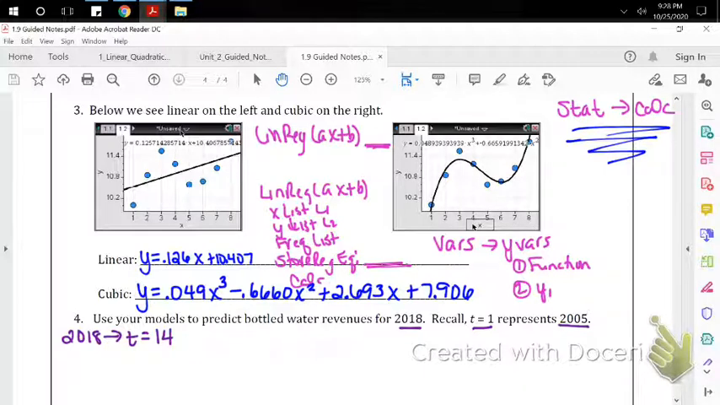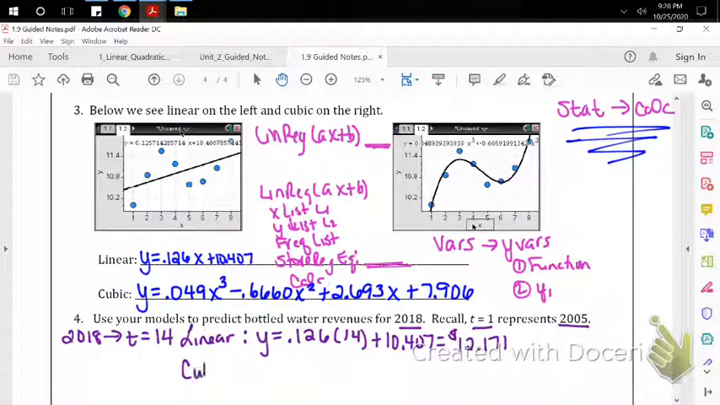Okay, so we're going to check it in linear. So in linear, we plug that in to be our x. So we got y equals 0.126 times 14 plus 10.407. Now remember, these are rounded values, so they're going to be off just a little bit. If you're using a longer equation, your answer is going to be more correct, but it might be different a little bit. And I got 12.171.